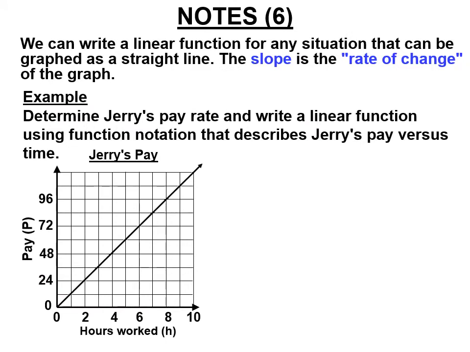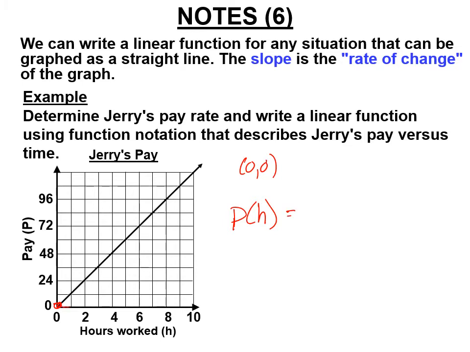All right, we can write a linear function for any situation that can be graphed as a straight line. The slope is the rate in the problem. I said this in the last lesson, and it's still true today. Now this one, one that started at 0, 0, you should have done in 7th grade. All right, so the y-intercept of this is 0, 0. And now this is pay as a function of hours. The more you work, the more hours you work, the more pay you get.